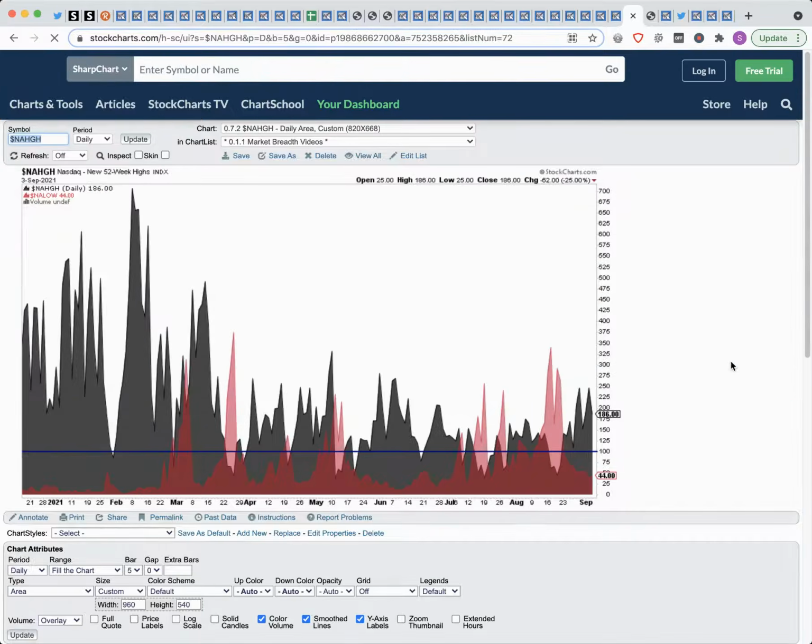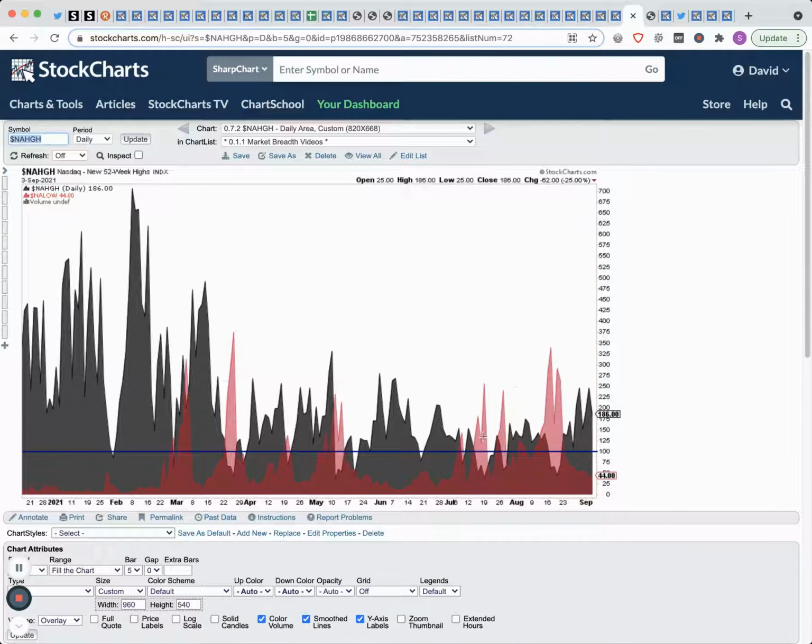Let's look at the Nasdaq. Same with the Nasdaq. We had a few peaks of new lows where they started to pick up again, started to get a little bit more dominant, and the new highs dropped off. But the new highs have taken over again, and the new lows have started to drop off again. There were only 44 new lows on Friday, for example.